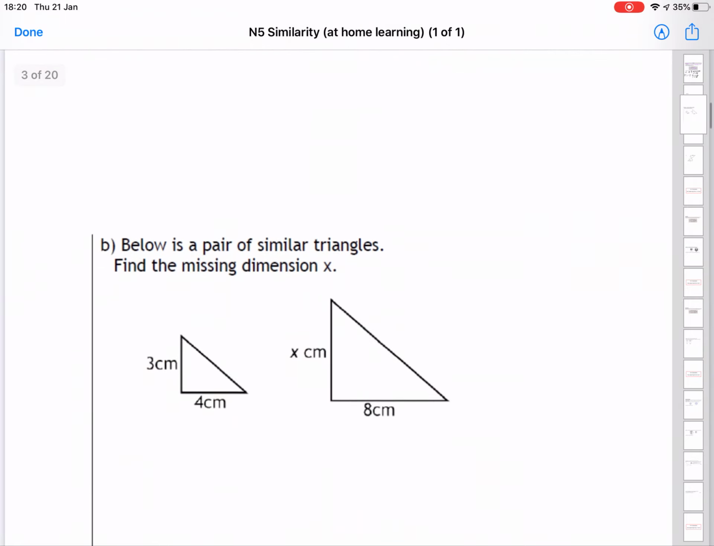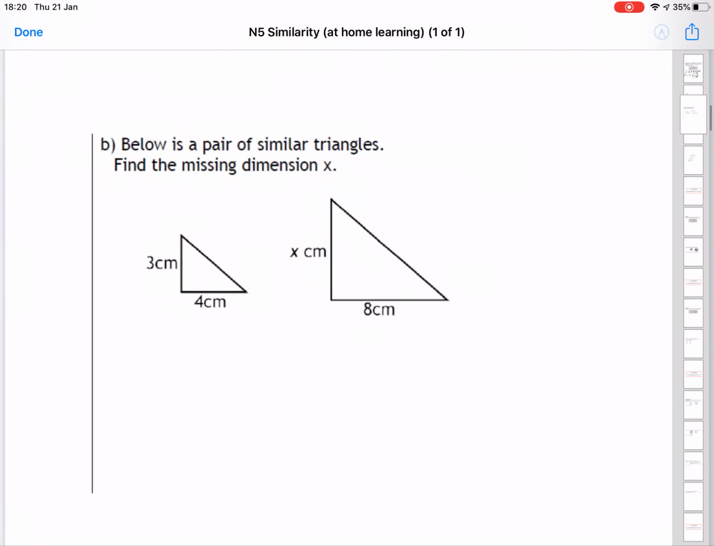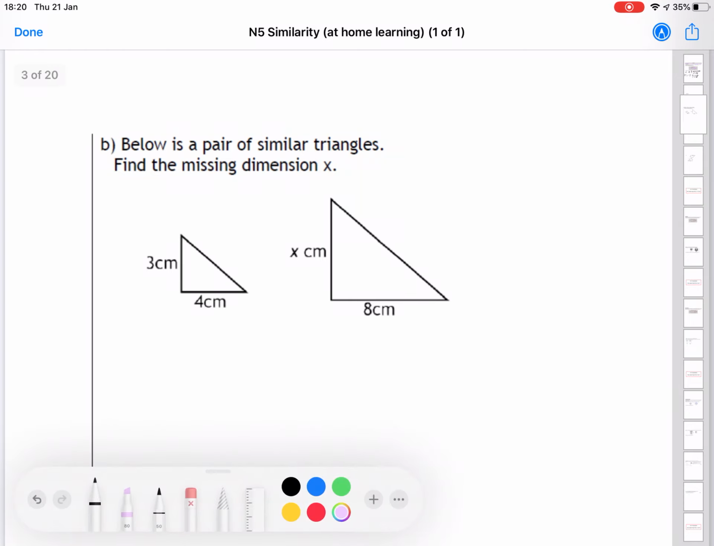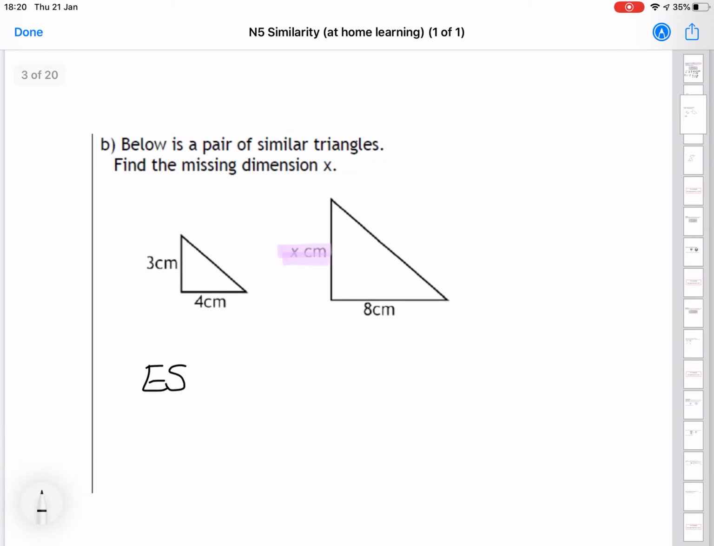For example 1b, we have here a pair of similar triangles and we're asked to find the missing dimension X. The side that is missing this time is on the bigger picture, so an enlargement has been made here. So if we work out our enlargement scale factor, it's going to be the big number over the small number.